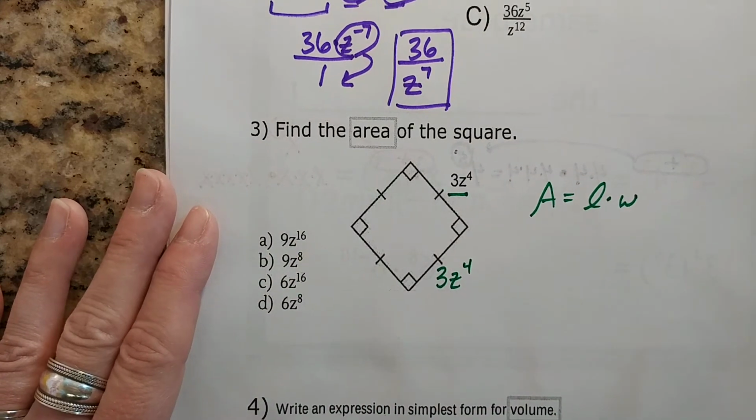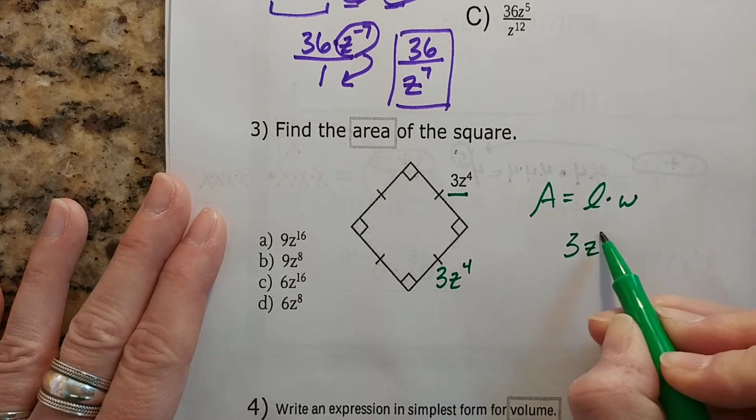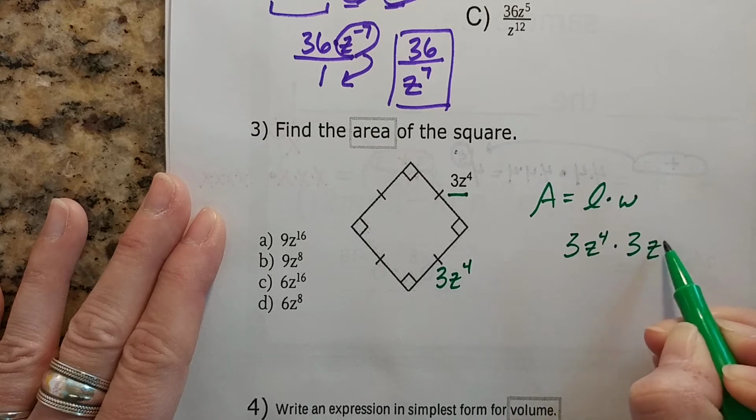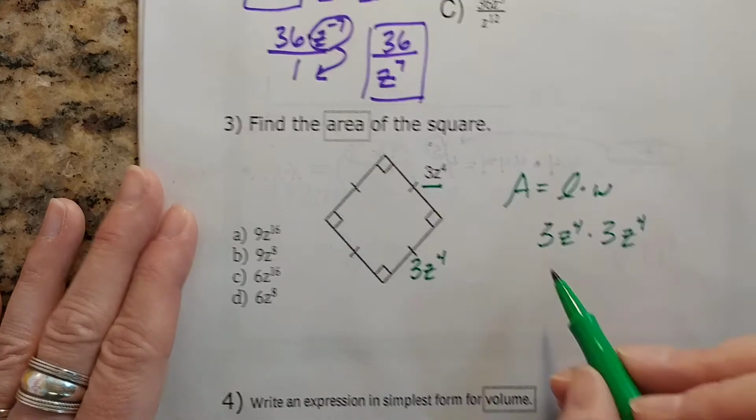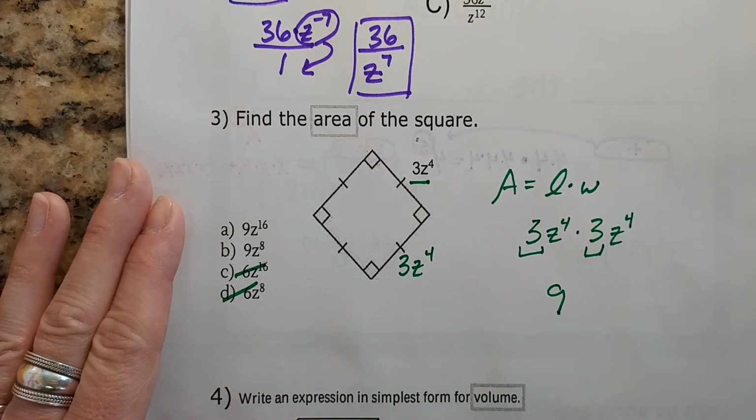Take a look at the answer choices. What do you think the answer would be? I could write it out. 3z to the 4th times 3z to the 4th. Let's see if you were right. Well, we know that 3 times 3 is 9. So right now it can't be C or D.